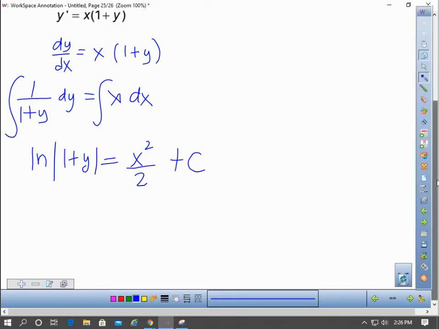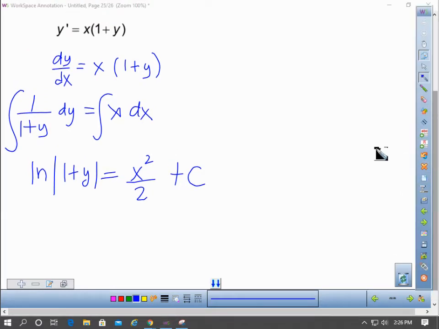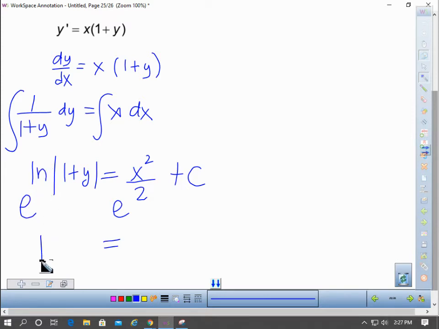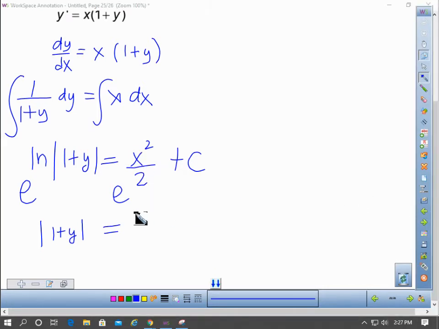Okay, so now I need to solve for y. So here's what we need to do to get rid of these and solve for y. The easiest thing is, since this is ln, we need to use an e. So let's make both of these the exponents on e. So then this will be e raised to this power and e raised to that power. Okay? So now these two things are inverse operations, so these cancel each other out. So I'm left with the absolute value of 1 plus y. So then over here, I've got e raised to the x squared over 2 plus c. This is all the exponent.